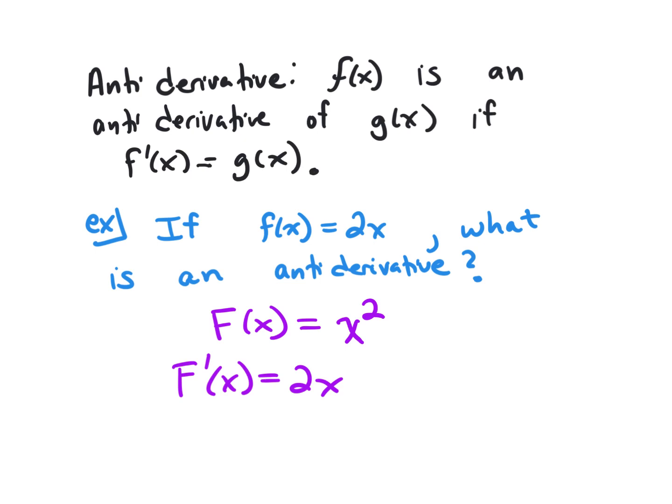Now, ironically, most antiderivatives are not unique. For example, if I add 73 to this number, the derivative is still 2x, because anytime I have a constant, I am just going to have a derivative of 0 when you take that. So essentially, we're trying to take a function for which we have the derivative.